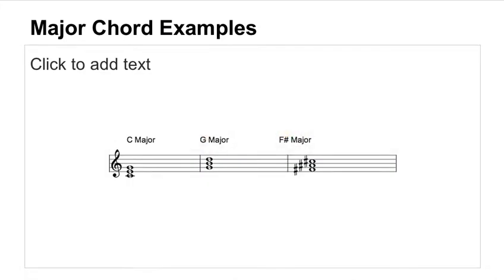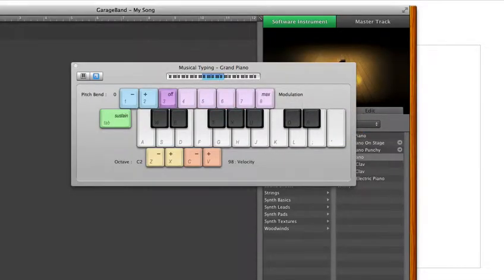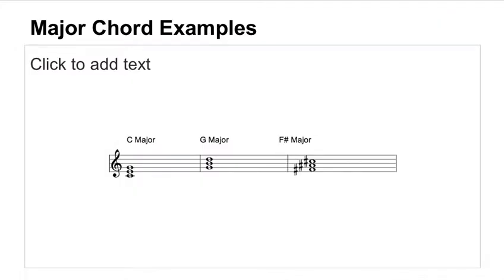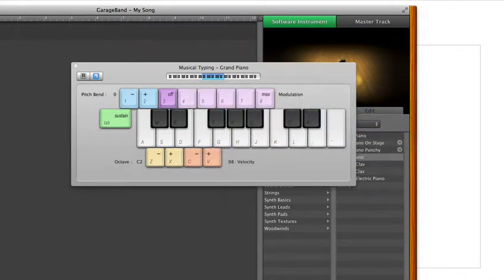The second chord is G to B, which is a major third, and then B to D, which is a minor third. And that sounds like this. And then the last one is F sharp major. So F sharp to A sharp is a major third, and then A sharp to C sharp is a minor third. And that sounds like this.